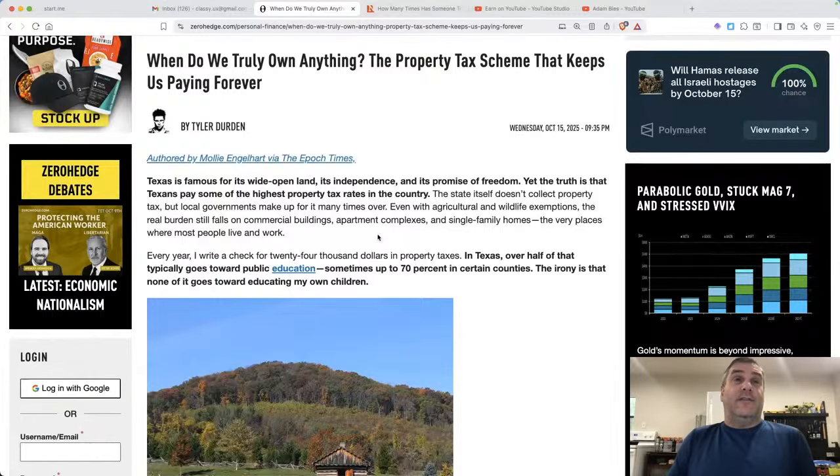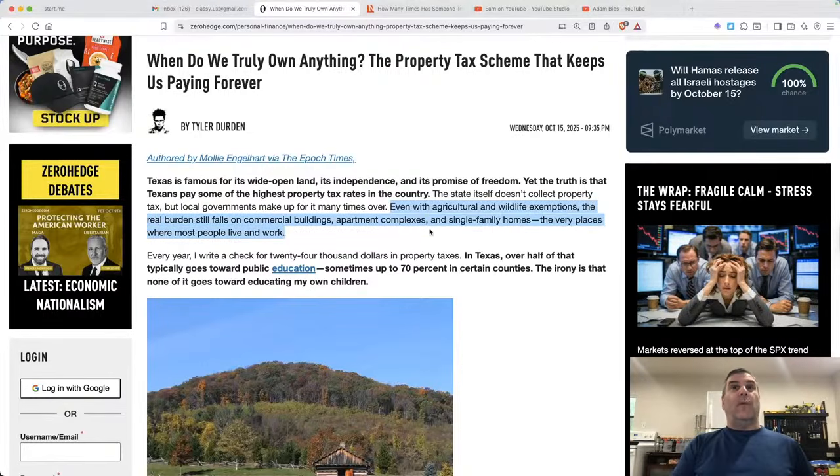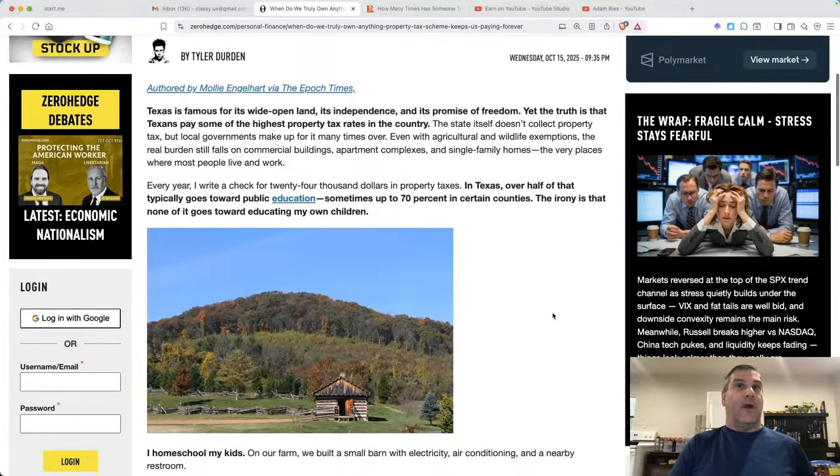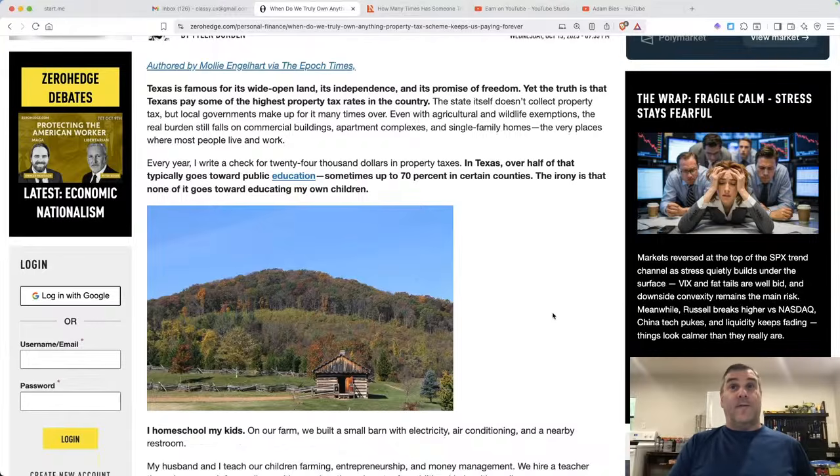Yet the truth is that Texans pay some of the highest property taxes in the country. And that is true. We don't have income tax here, so that is a good thing. But they get you on the flip side with high property taxes that are way more than what you'd see in other states. The state itself doesn't collect property tax, but the local governments make up for it many times over. So it does depend on where you live. But even with agricultural and wildlife exemptions, the real burden still falls on commercial buildings, apartment complexes, and single-family homes, the places where most people live and work.